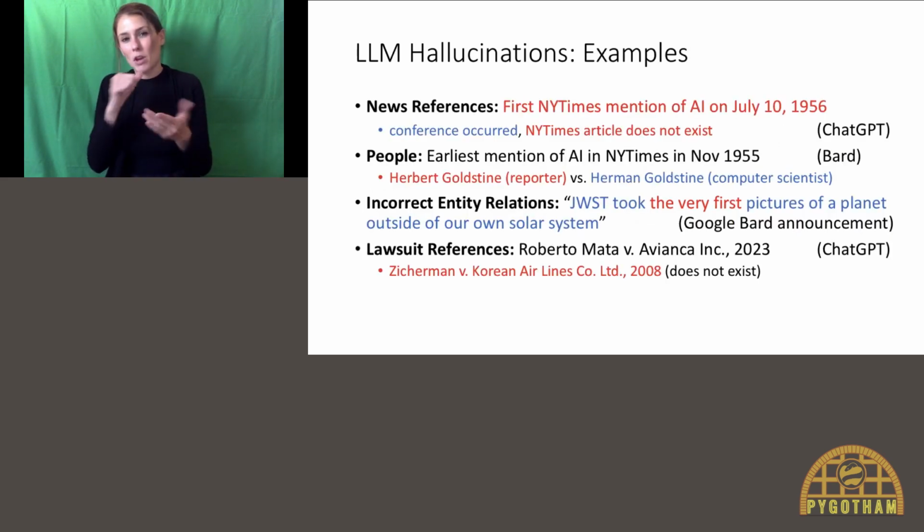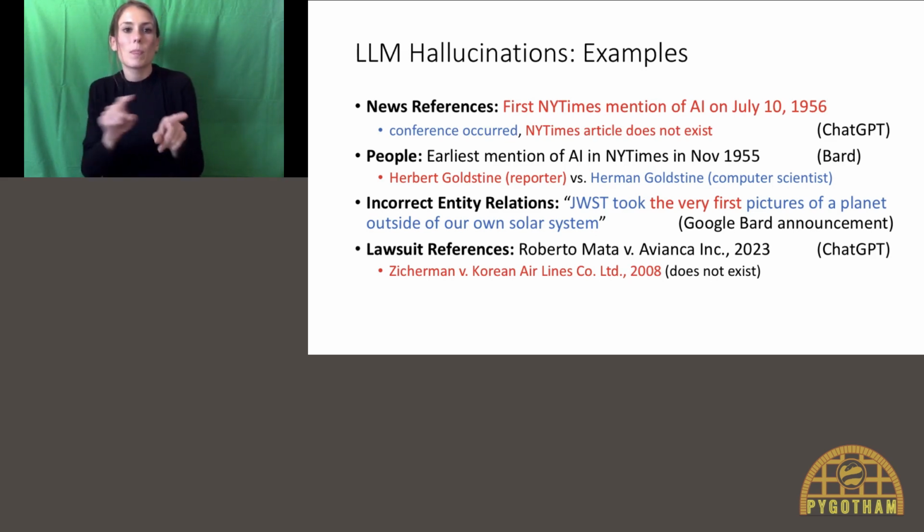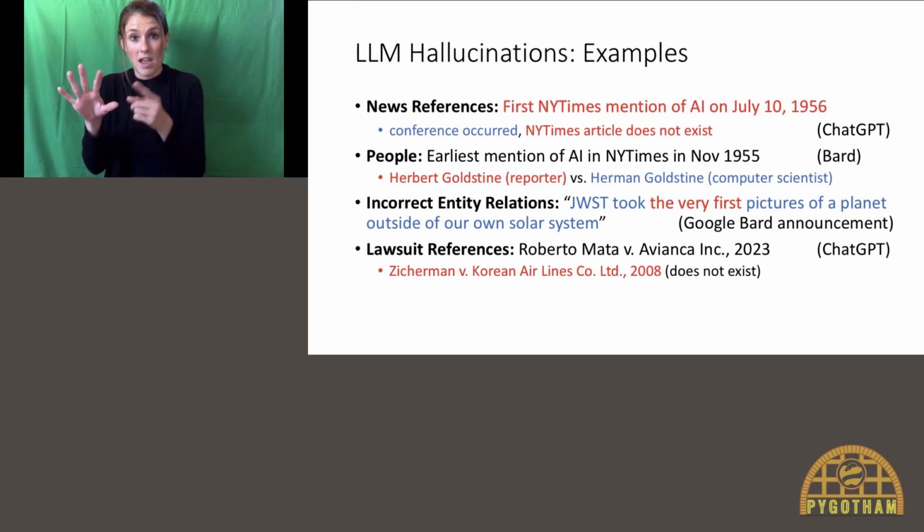For example, the New York Times asked ChatGPT for the first mention of AI in New York Times articles, and it replied with an article from July 10, 1956, which did not exist, although there was a conference around that time. They asked the same question of Bard, and it replied with an article from November 1955, which does exist, but it gave a made-up name for the reporter, which is similar to a known computer scientist.